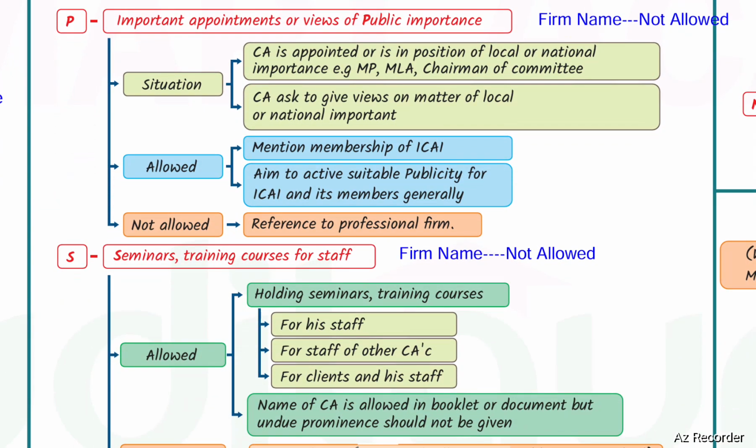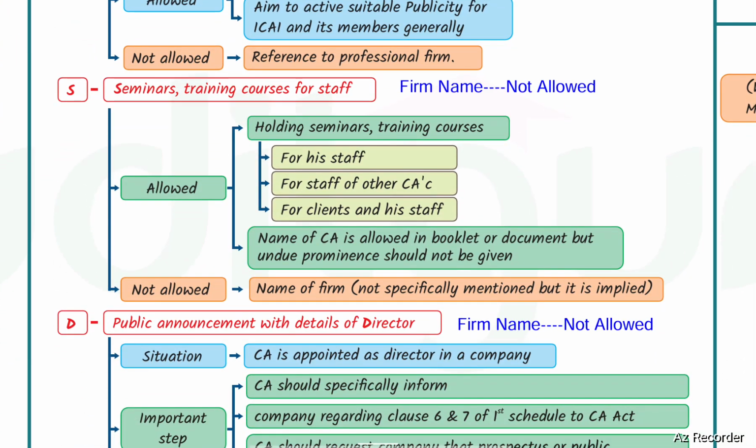Next, seminars, training courses for staff. Holding seminars or training courses for his staff, for staff of other CAs, for clients and his staff is allowed. Name of CA is allowed in booklet or document, but undue prominence should not be given. Firm name is not allowed in case of seminar or training course for staff.